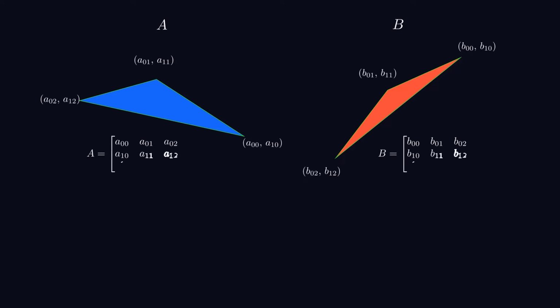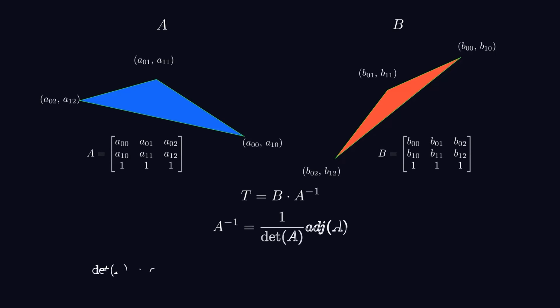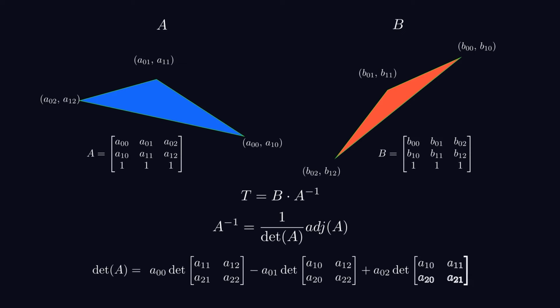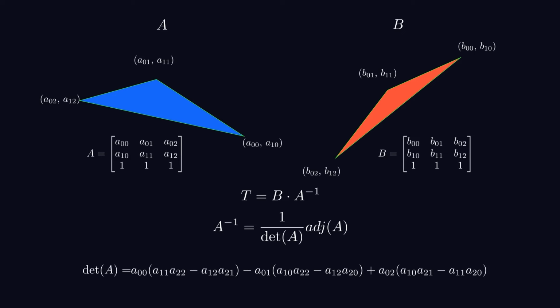Let's take a closer look at two triangles and see how we can morph triangle A into triangle B. The corner coordinates of each triangle are put into separate matrices A and B. The goal now is to find transformation T that, when applied to matrix A, results in matrix B. To find transformation T, we need to matrix multiply matrix B with the inverse of matrix A. To find the inverse of a matrix, we first need to find its determinant. Luckily, the determinant of a 3x3 matrix can be expressed as a simple equation.